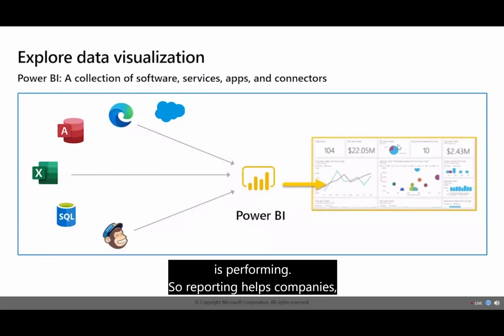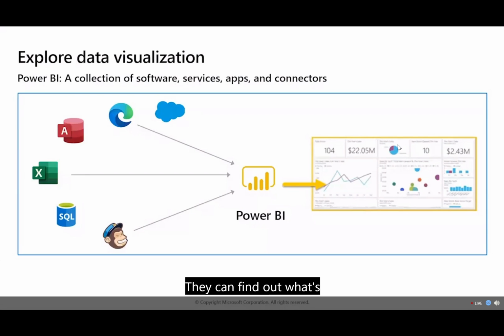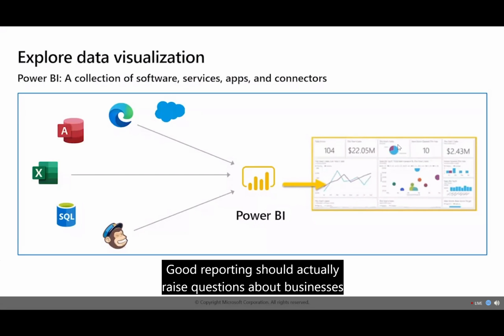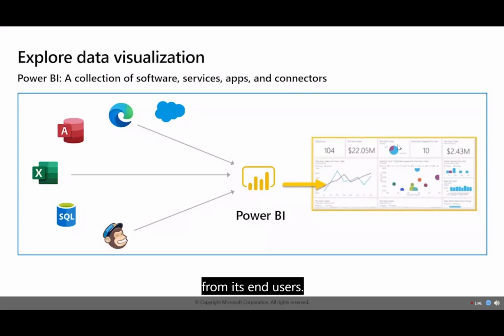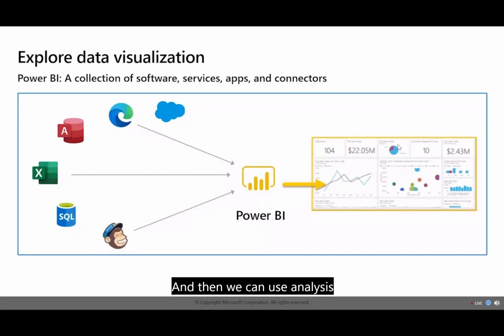Reporting helps companies, for example, monitor how their online business is doing. They can find out what's not performing well. Good reporting should actually raise questions about the business from its end users. And using reporting, we can find out things that have happened, and then we can use analysis to explain why certain things happened and what we can do about it.